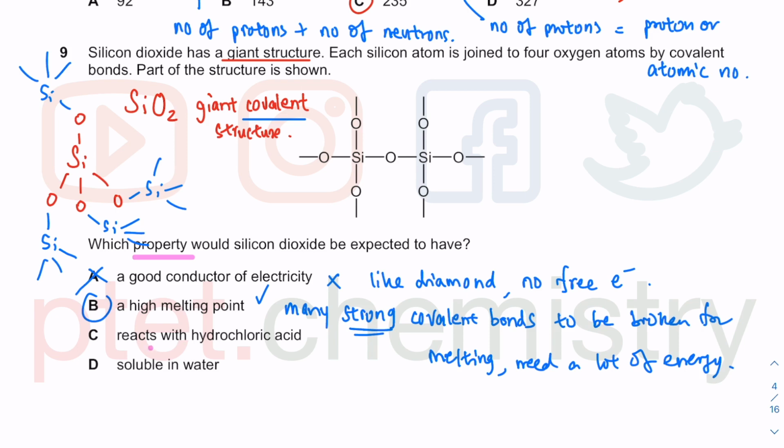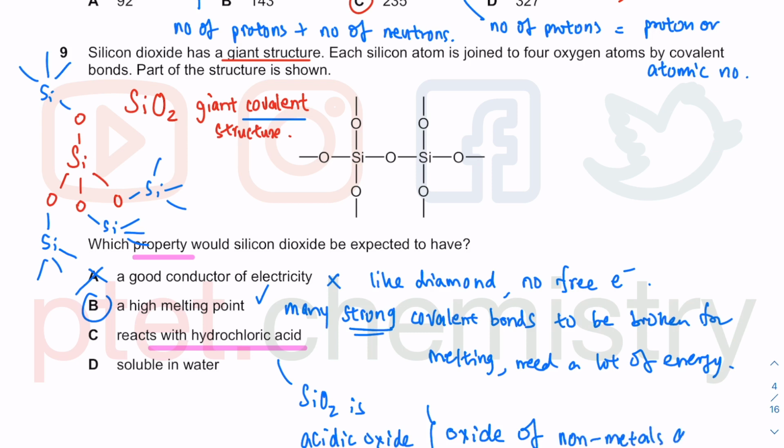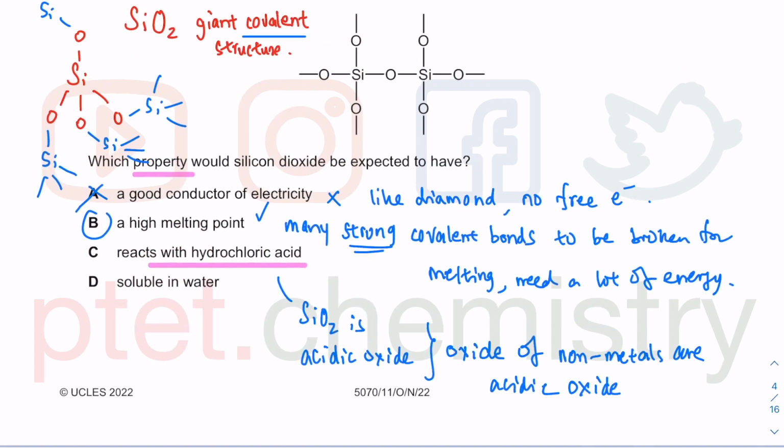As for reaction with hydrochloric acid, it doesn't really do that. You don't really have to know this, but SiO2 is an acidic oxide, as it is an oxide of a non-metal. You know about oxides of phosphorus and oxides of sulfur, they are all acidic oxides. Acidic oxides don't react with acid, so no reaction. Soluble in water? Not really. SiO2 is a component of white sand. If you have seen white sand, you will know that sand doesn't dissolve in water. It is insoluble in water.